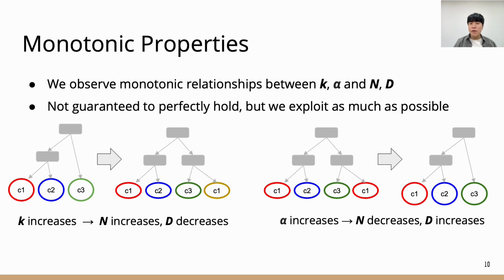As we can see in the lower left figure, when k increases, the number of nodes increases to explain more clusters, while cluster distortion decreases as we can distribute data points into multiple clusters. As we can see in the lower right figure, when alpha increases, the clustering algorithm favors clusters with similar explainability features. As a result, the clusters tend to have a smaller number of nodes and higher cluster distortion. The properties are not guaranteed to perfectly hold, but the idea is to exploit monotonicity as much as possible.